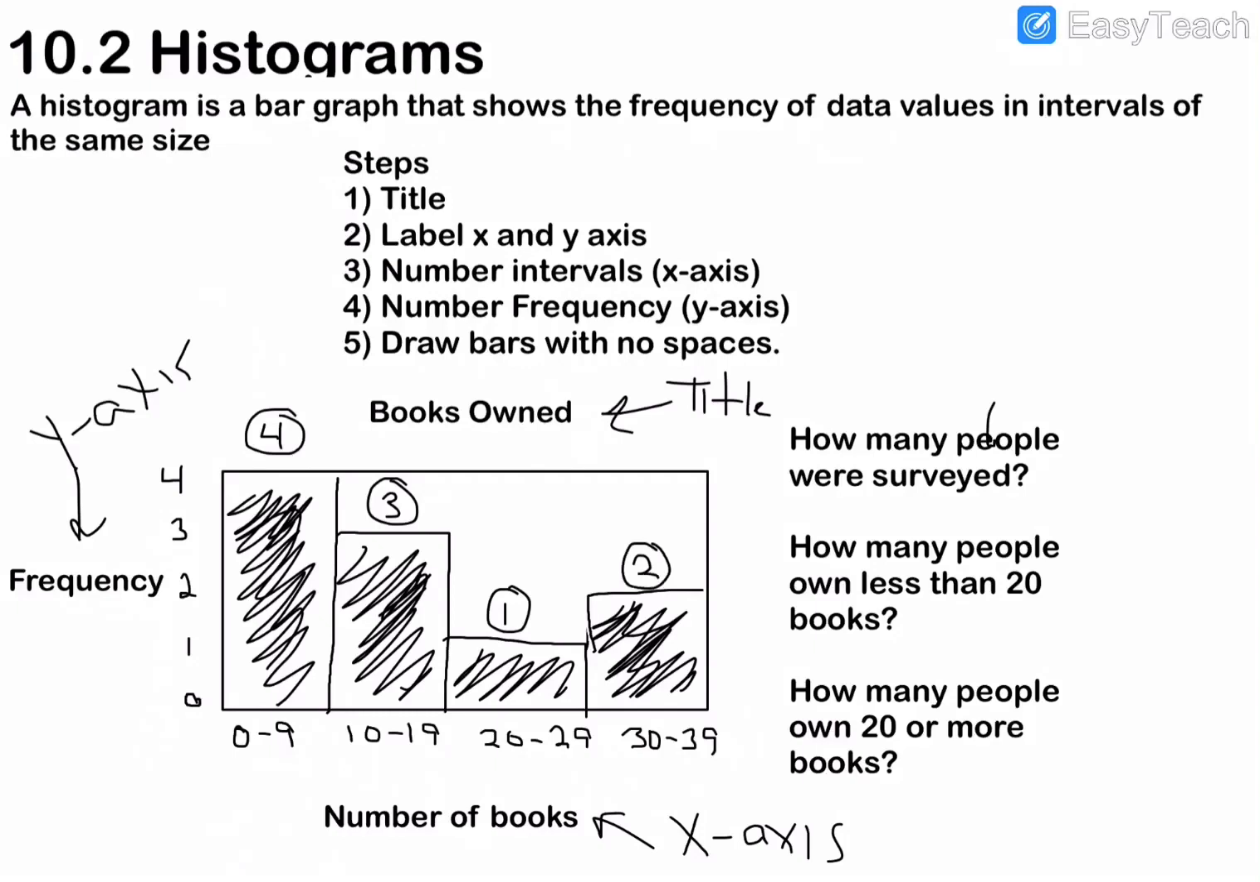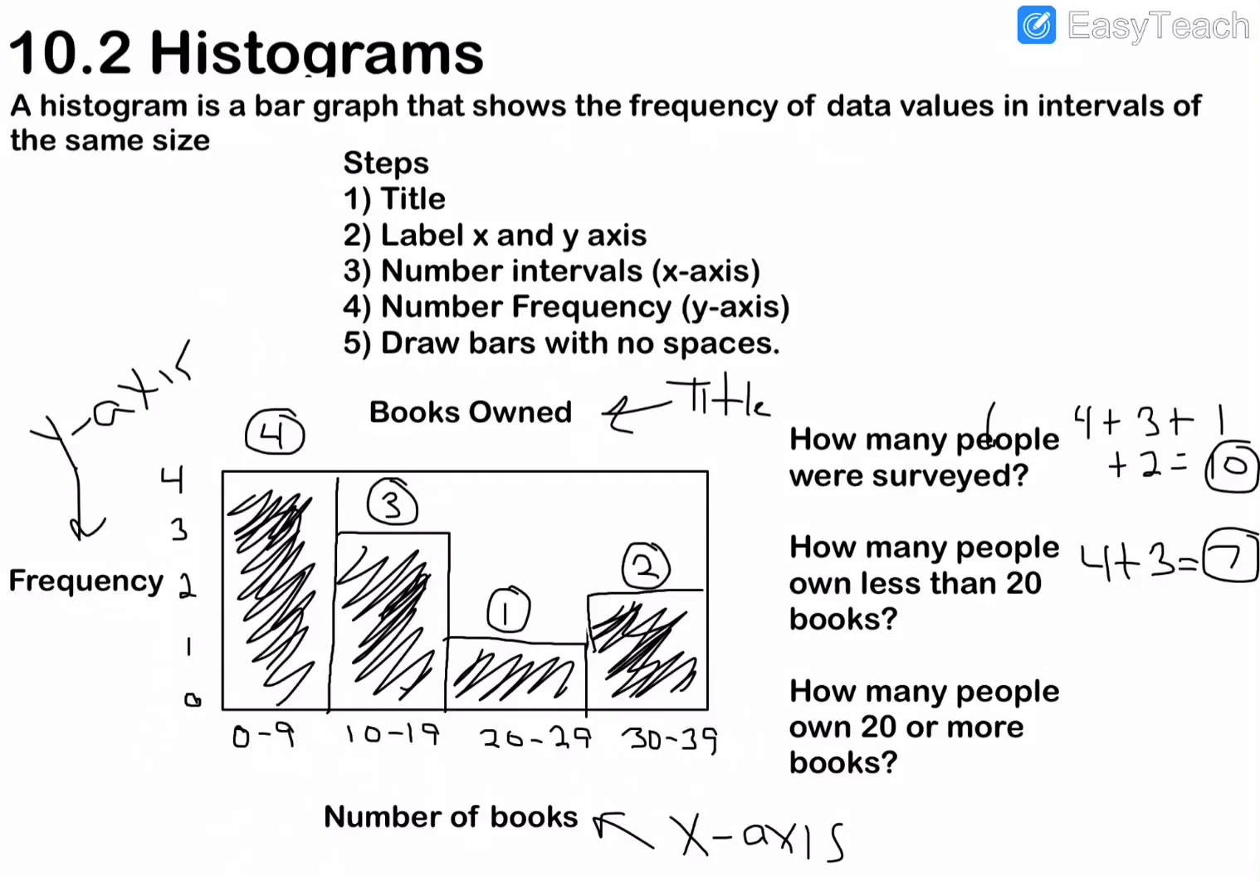So how many people were surveyed in total? It would be 4 plus 3 plus 1 plus 2, which equals 10 people. So 10 people were surveyed. How many people own less than 20 books? So if we're looking at the less than 20, so we're talking from 0 to 19, that would be 4 plus 3, which is 7.